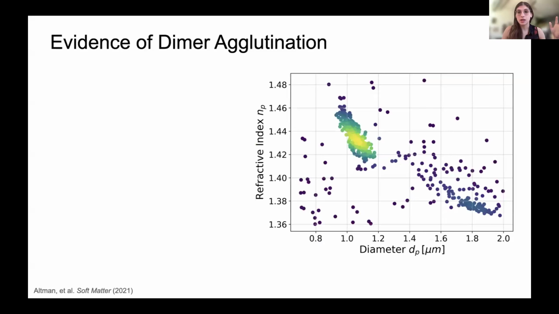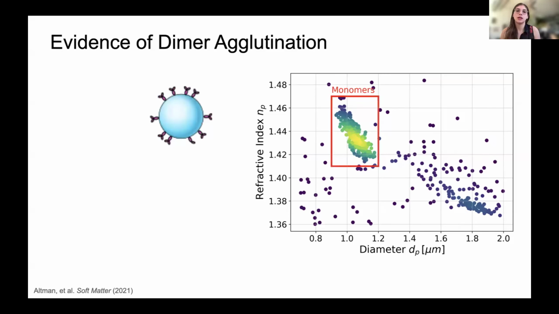So in the process of doing these experiments, we noticed something interesting going on in the characterization plots that we were finding. What I'm showing you here is one particular experiment for this binding assay. You can see diameter on the x-axis, refractive index on the y-axis. It's a very typical sort of experimental plot for us. And there's a very clear peak in this data, and that's the probe beads that we're looking at here.